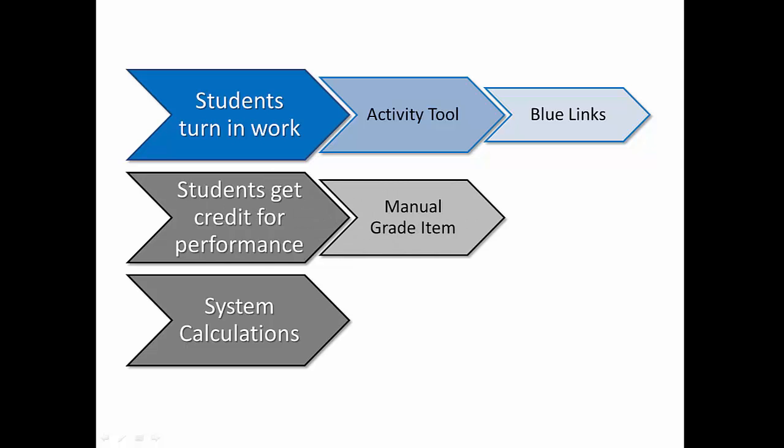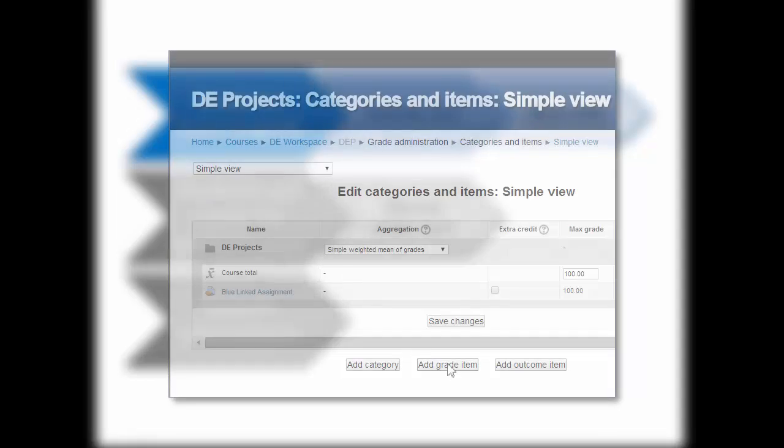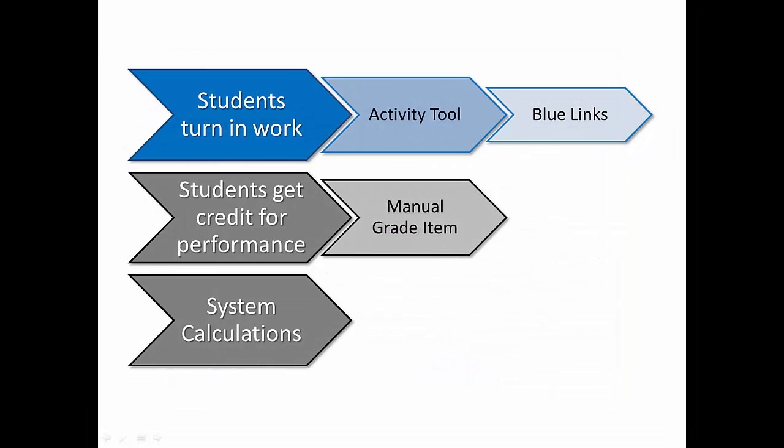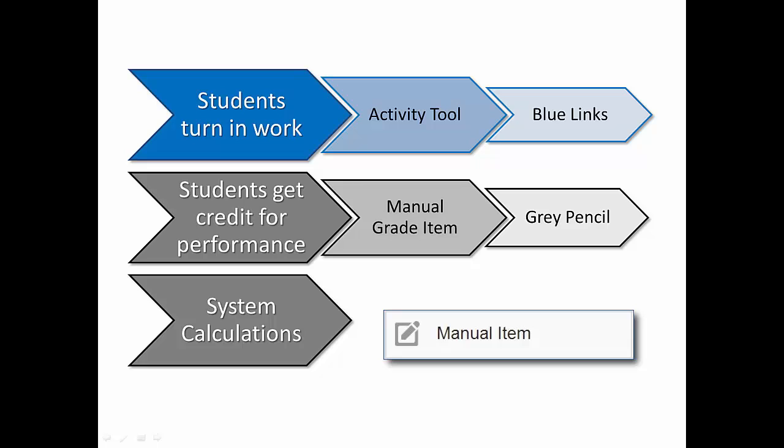Recording offline performance requires the use of manually graded items. These are created within the Gradebook itself in the simple view by clicking the New Grade Item button at the bottom of the page. Their icon is a gray square with a pencil.